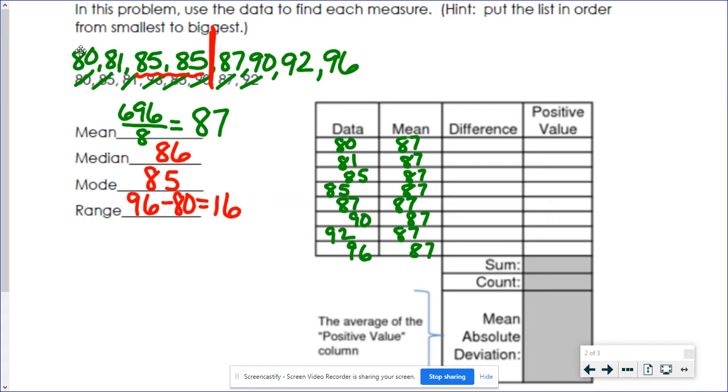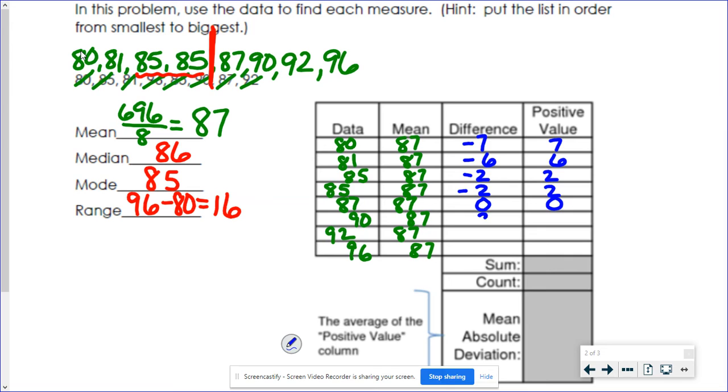When we're finding our differences in this table, I just want you to subtract exactly the way this looks. So when I have 80 minus 87, that is a difference that's negative 7. Now when I change that to a positive value, that'll be positive 7. Right? When we're talking about absolute value, that has to be a positive number. 81 minus 87 is going to be a negative 6, but the absolute value part of that is going to be 6. 85 minus 87 is going to be a negative 2, which will be a 2. And again, same thing. Then 87 minus 87 is exactly 0.